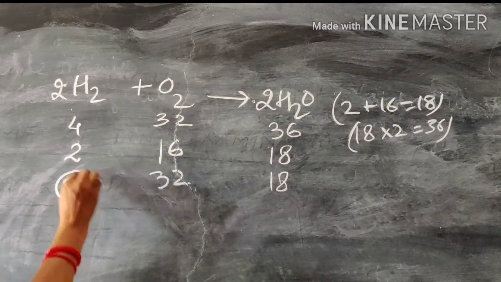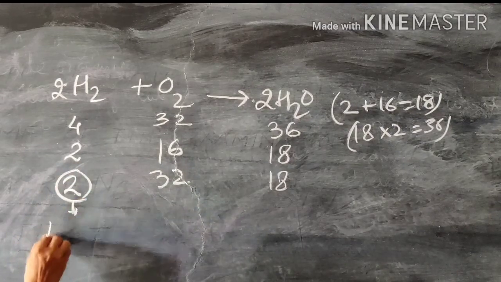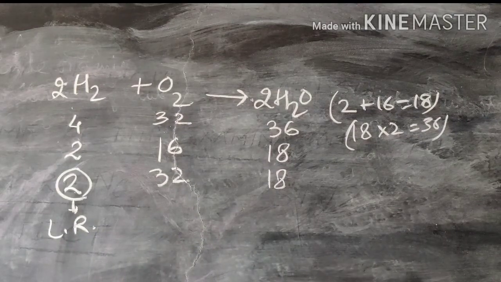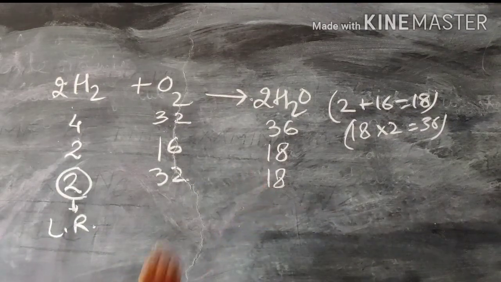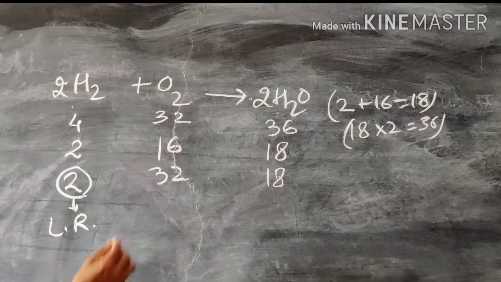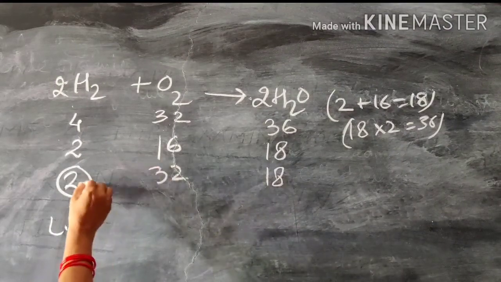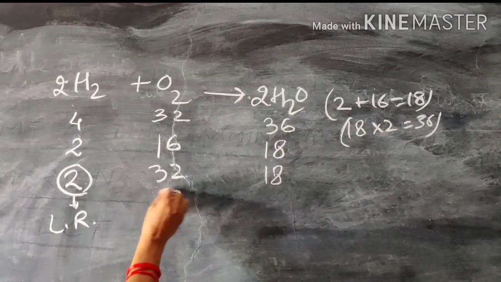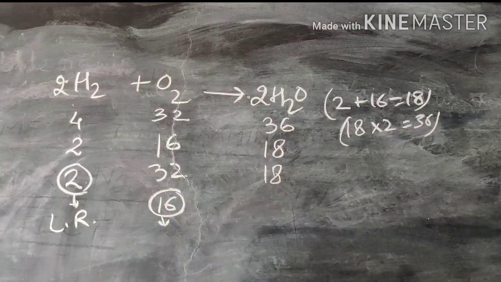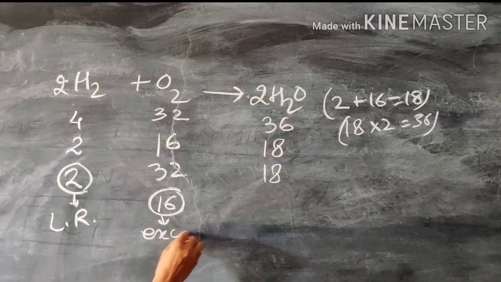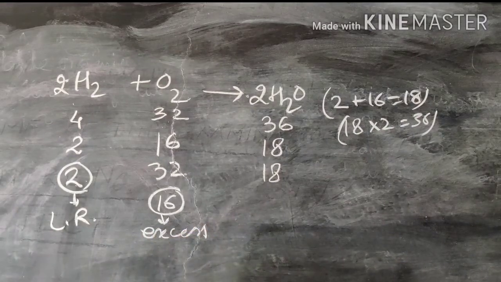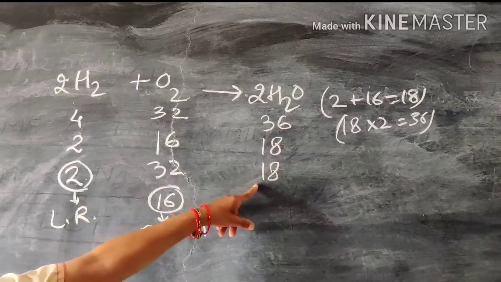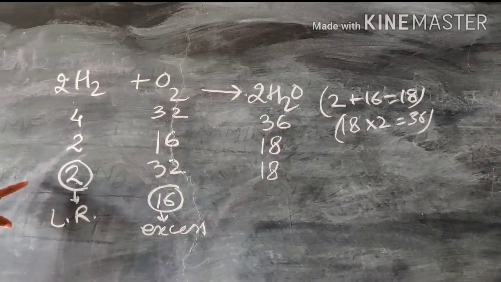Here the hydrogen is taken as the limiting reagent. Here hydrogen is the limiting reagent and the amount of water will be equal to 18 gram. And because 16 gram of oxygen is consumed, the remaining oxygen will be 16 gram. This is what remains, and it is called the excess reagent. So here the oxygen is taken in excess. The amount of water formed is 18 gram. So this is the stoichiometry.